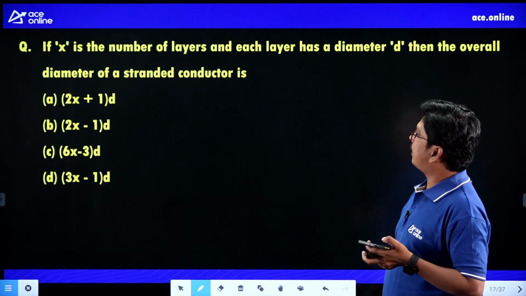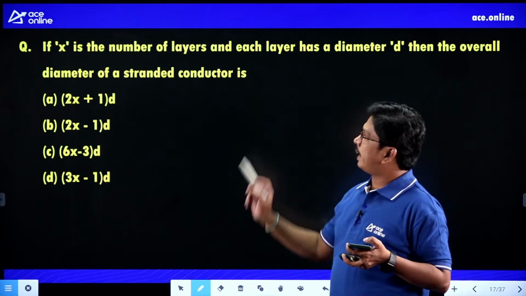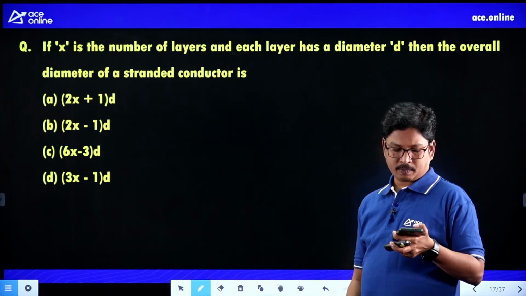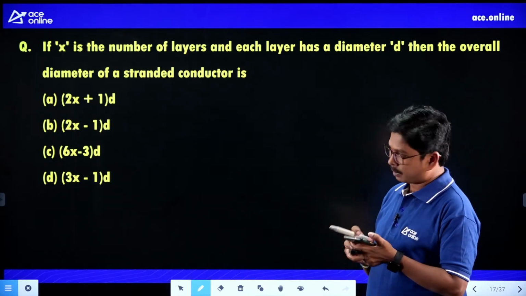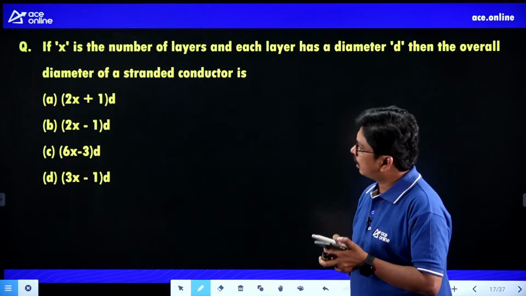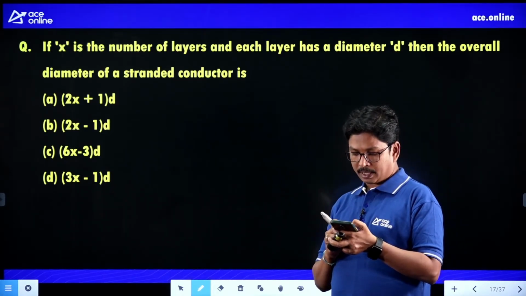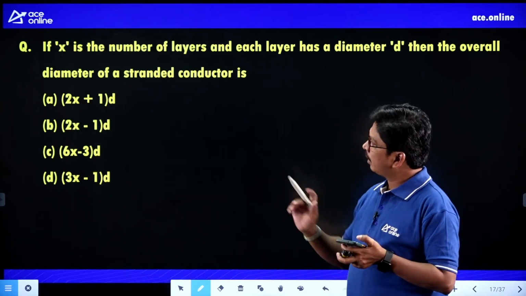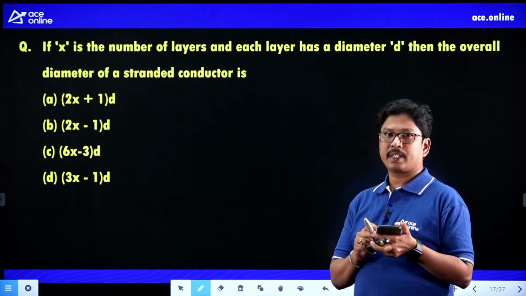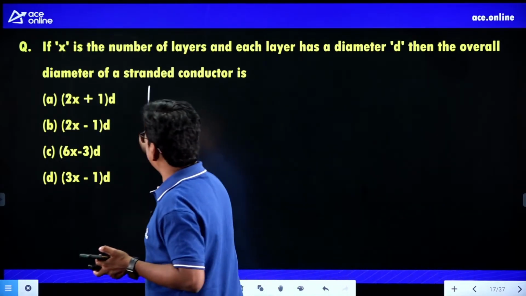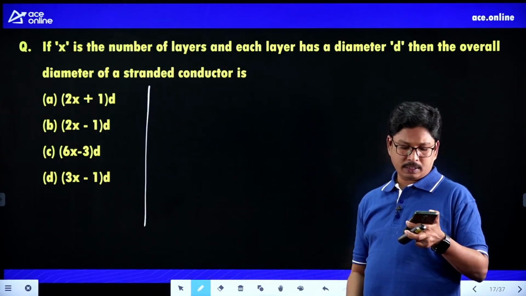If x is the number of layers and each layer has a diameter d, then what is the overall diameter of a stranded conductor? So they are giving option A, 2x plus 1 into d, very good. And someone has given 2x minus 1 into d. Yes, we'll discuss. 2x plus 1 into d, 2x minus 1 into d, right? Everything will be discussed. Please come here.